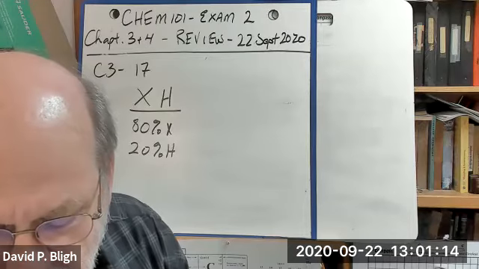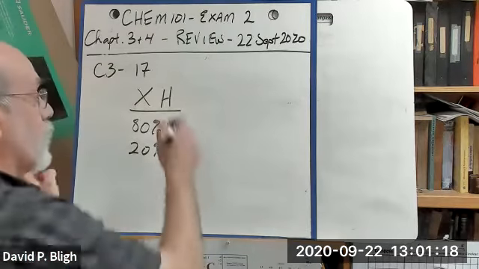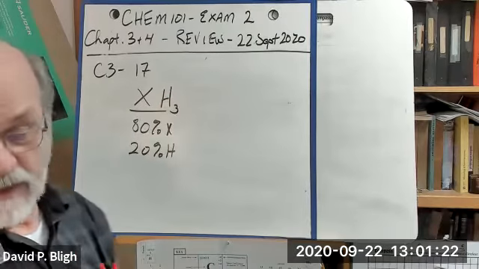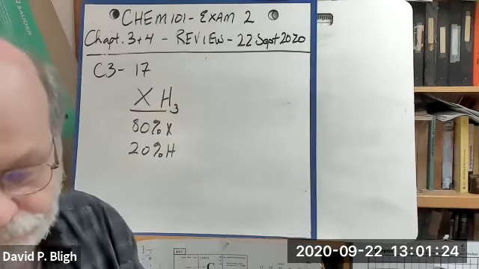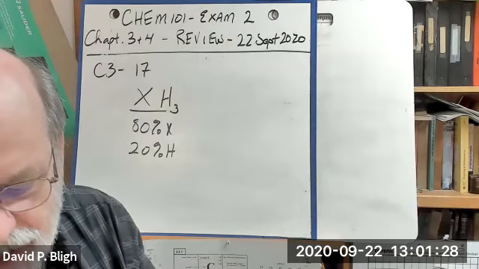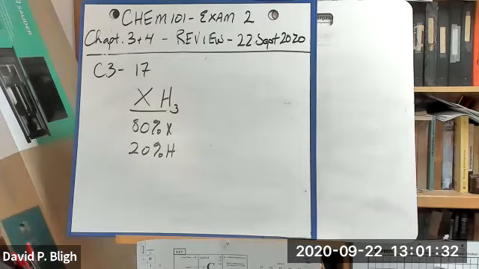Analysis shows there are 3 times as many hydrogen atoms as X atoms. Okay, so we're also given this. We're given that ratio. Which element is element X?